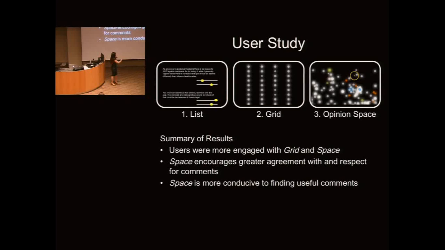So we compared it with that, and also something that we called a grid interface, where we didn't use this principal component analysis projection, but we just plotted points on a grid in random order to see if the projection actually introduced any kind of difference. And the results that we found were very encouraging.